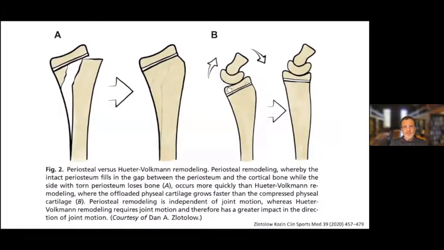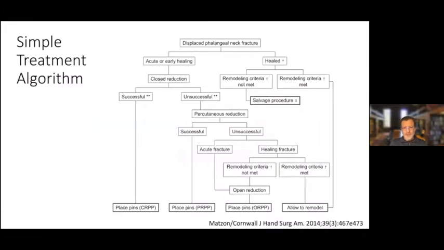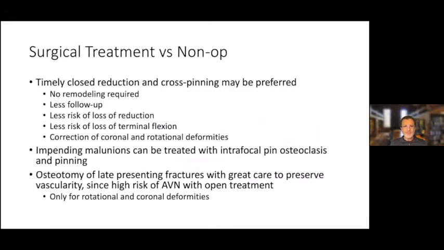So there you go. This is from Roger Cornwall, a very simple treatment algorithm that all ends in placing pins if you look for type 2s and 3 fractures. This, as of 2014, was pretty much state of the art. And we would pin pretty much all of these.